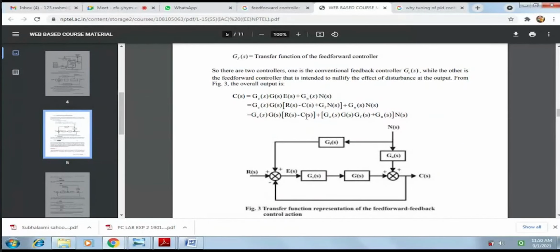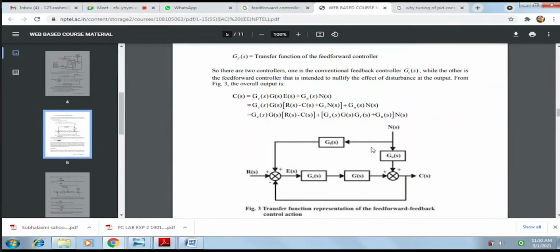Now we will have to simplify this part. We have to make the C(s), R(s) minus C(s) part as one part. And this will change to GF into N(s). What is the value? That will be GF into N(s), and this will be GC(s) into G(s) into GF(s) plus GN(s), after simplification of this, taking N(s) common from the total circuit, so we are getting these values.